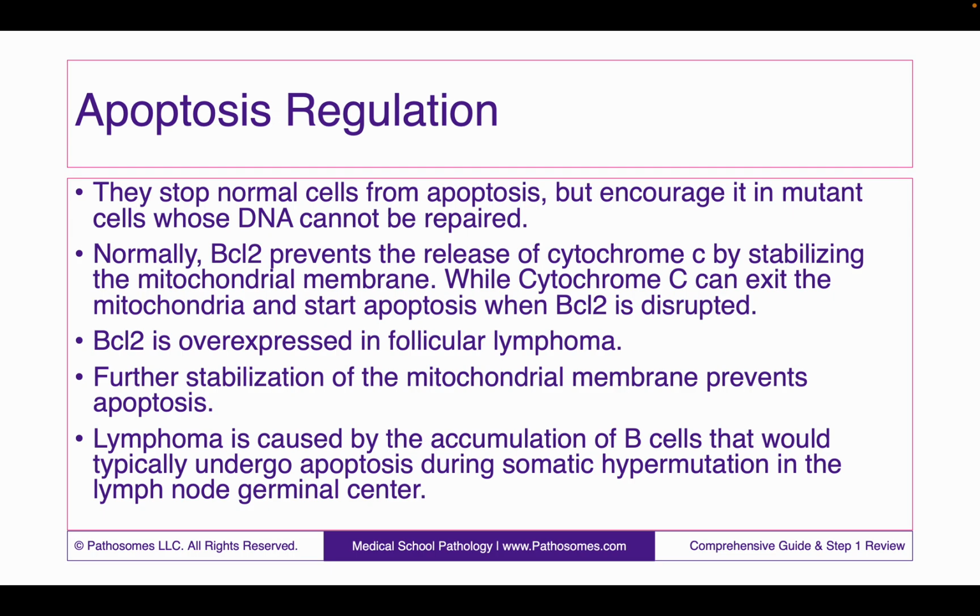Lymphoma is caused by the accumulation of B cells that would typically undergo apoptosis during somatic hypermutation in the lymph node germinal center. But if BCL2 is disrupted, guess what? Apoptosis is not going to happen.